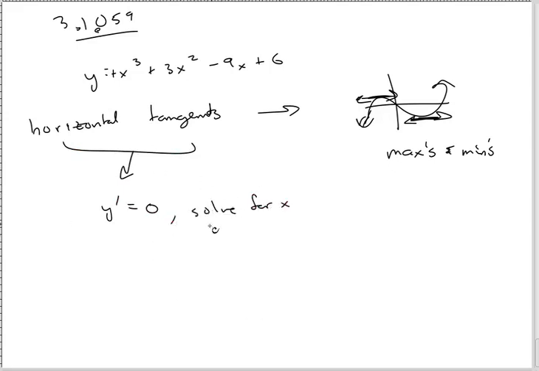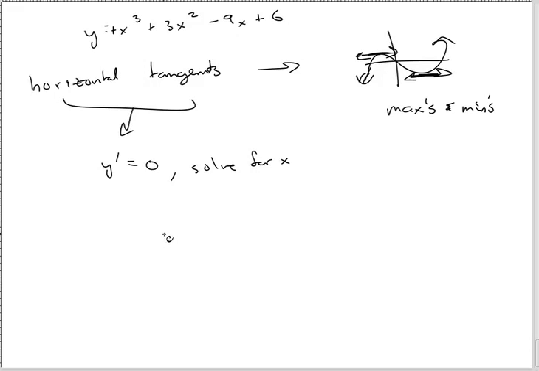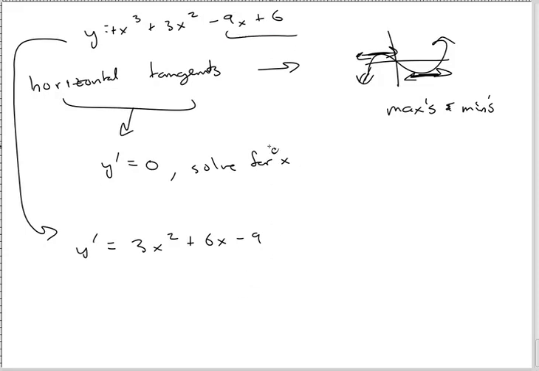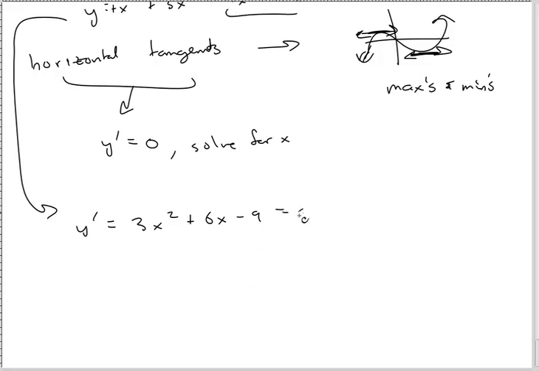Like, that's the procedure. So we got y prime, again, my derivative here. I got my 3x squared, 6x minus 9. Again, just moving the exponents down to the front, slope, that kind of thing. Set it equal to 0.